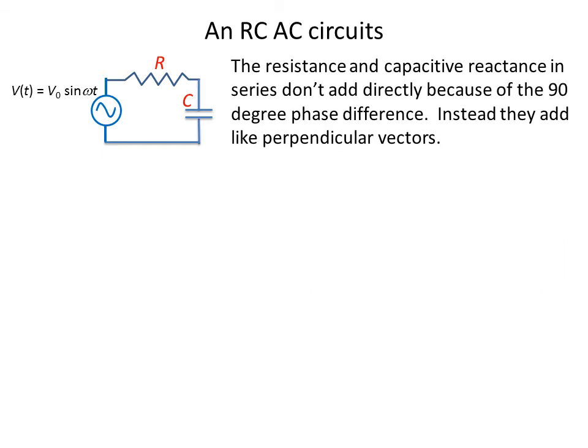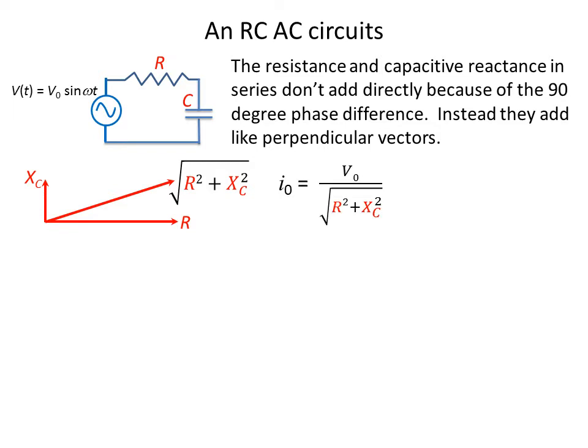The resistance and capacitive reactance in series don't add directly because of the 90 degree phase difference between the currents. Instead, they add like perpendicular vectors. Or in other words, we have a vector of X_C and a vector R, and there is a resultant vector that has a length of the square root of R squared plus X_C squared. So I_0, the current amplitude, is equal to V_0 divided by the square root of R squared plus X_C squared. Or if we put in the definition of X_C, we have V_0 divided by the square root of R squared plus (1 over omega C) squared.